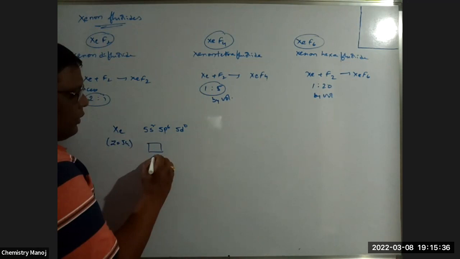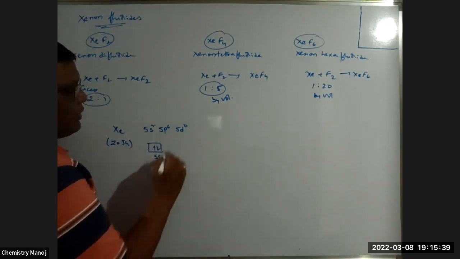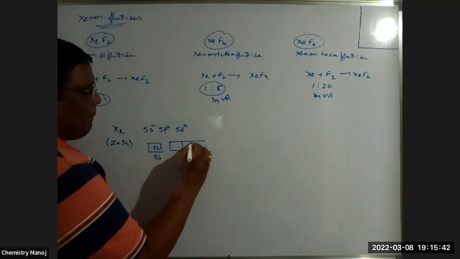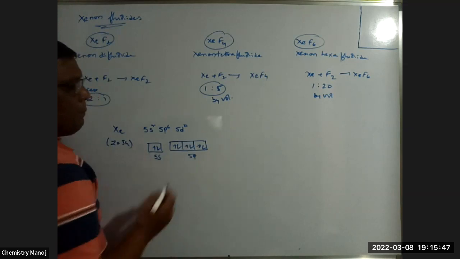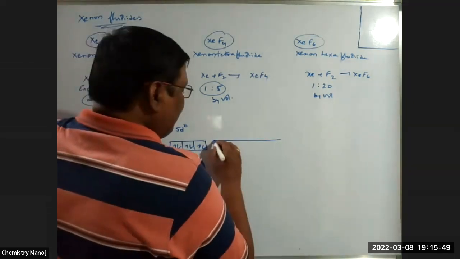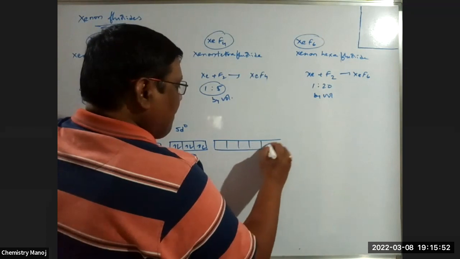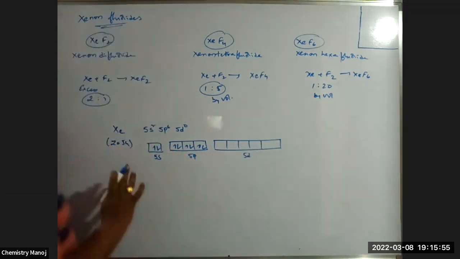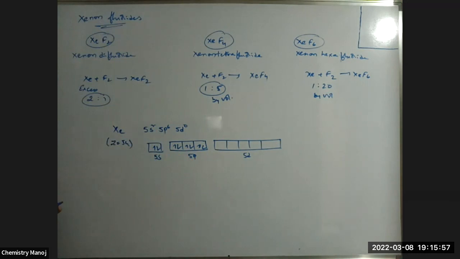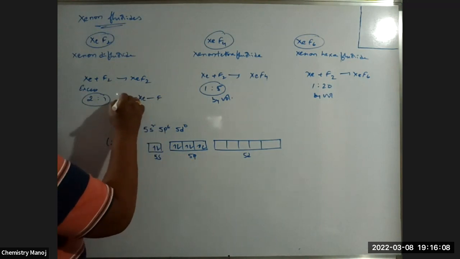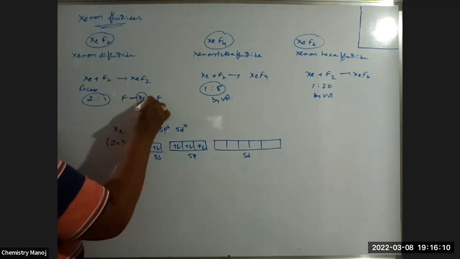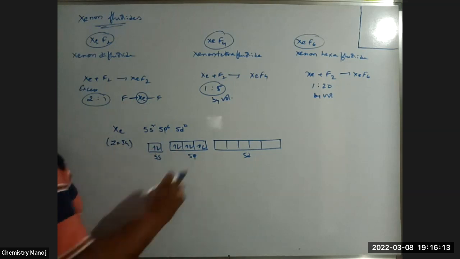5s means it is a 5s orbital, it has two electrons. It is a 5p orbital, it has 6 electrons. And the 5d orbital is empty. This is the ground state electronic configuration of xenon. Now, if two fluorines are added, xenon should form 2 bonds. That means xenon must contain 2 unpaired electrons to form 2 bonds. 2 unpaired electrons means it is the first excited state.